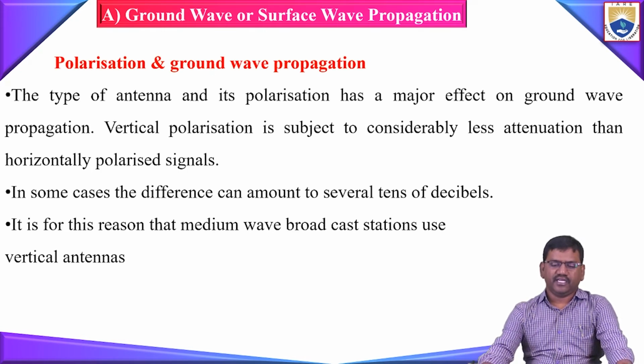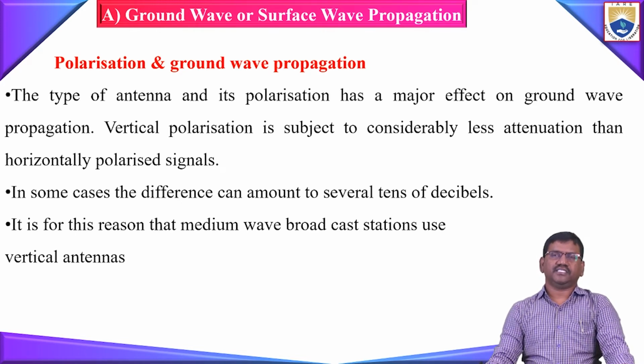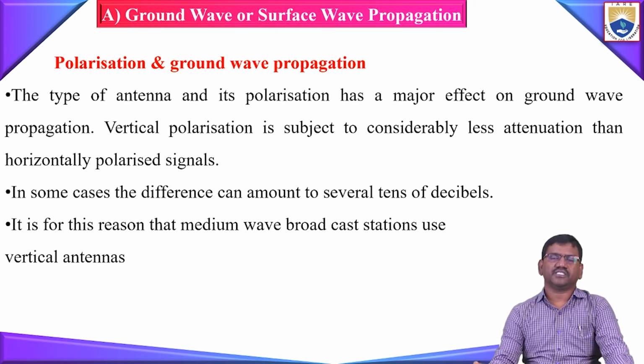The type of antenna and its polarization has a major effect on ground wave propagation. So whenever we are going to transmit the signal from the transmitting antenna to the receiving antenna, we need to check before sending the signal whether the antenna is polarized vertically or horizontally. Polarization means the orientation of the electric field vector with respect to the surface of the earth. We call it polarization.